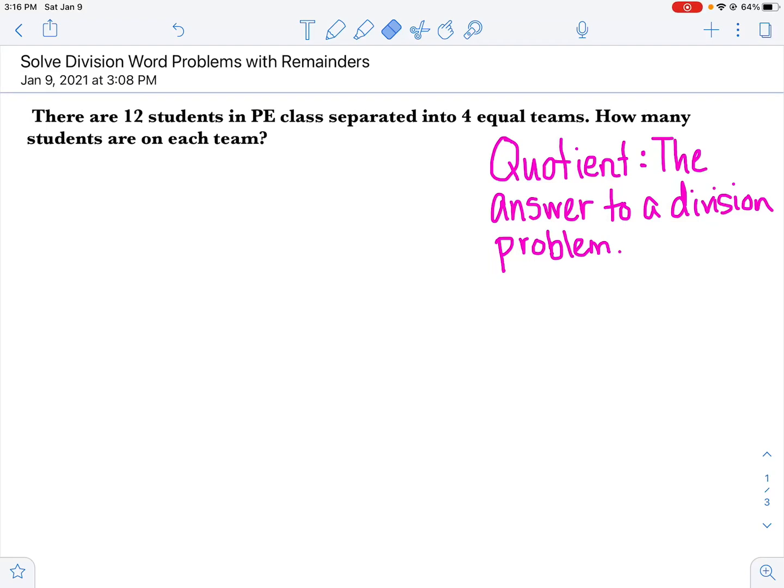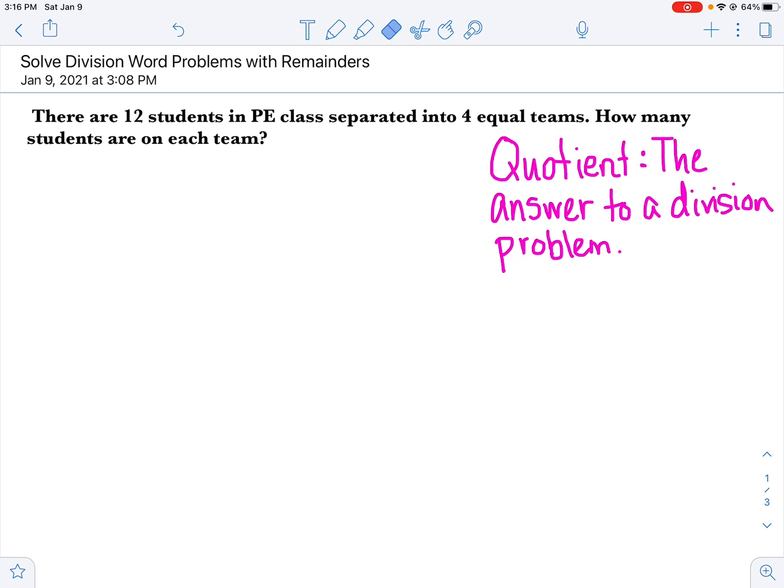Hello again, everybody. Today we are going to shift our focus to division, and we will be focusing on division for the next probably few weeks here. And we are going to start looking at some division problems that include remainders.